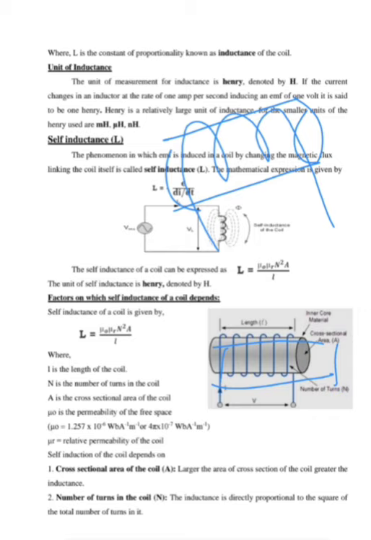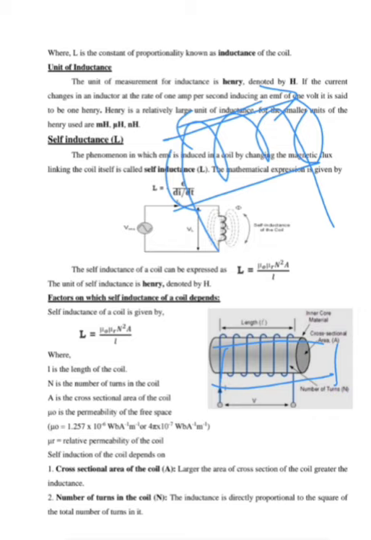So, factors on which self-inductance of a coil depends: here L is nothing but the length of the coil. From this end to this end, the length of the coil is present, and that is denoted by the letter L, small letter L. N is the number of turns in the coil. The inductance value also depends on the number of turns we have wound.